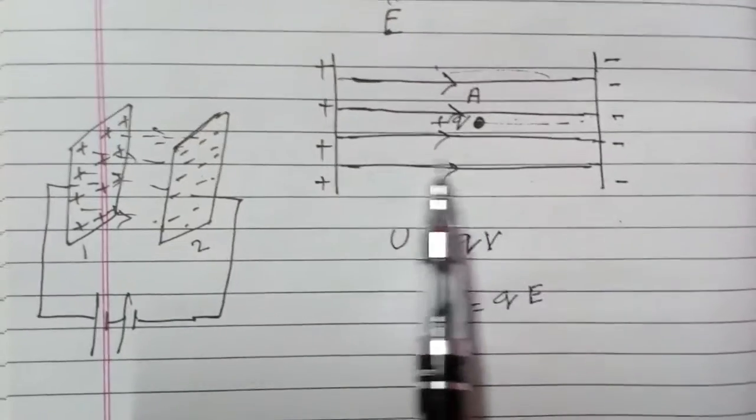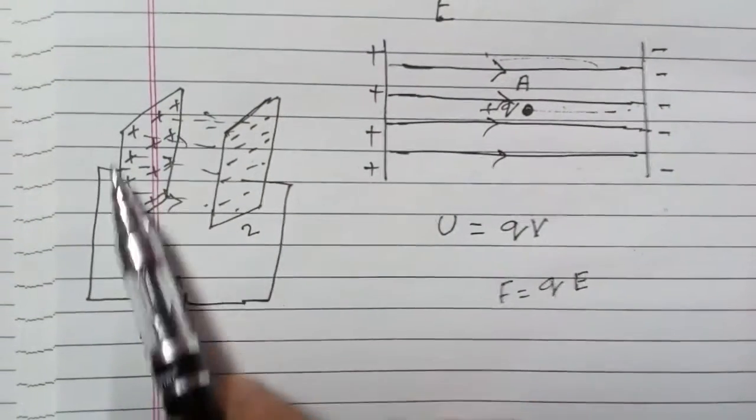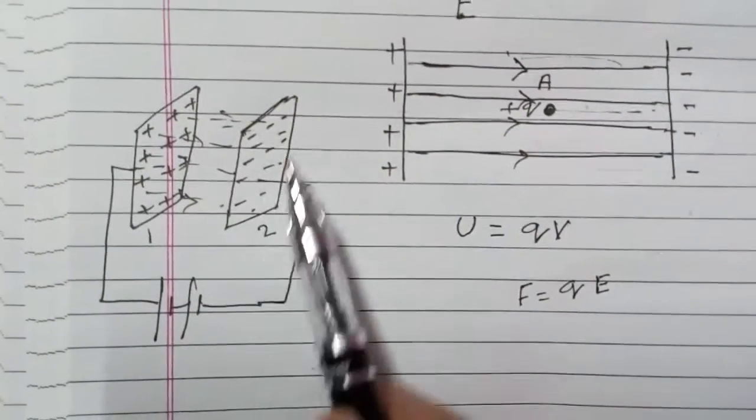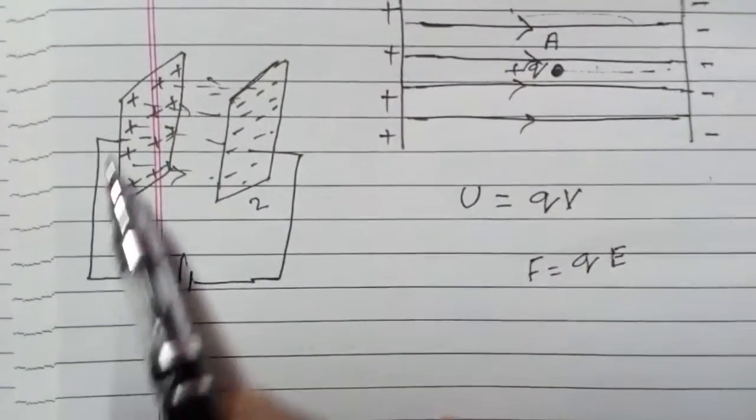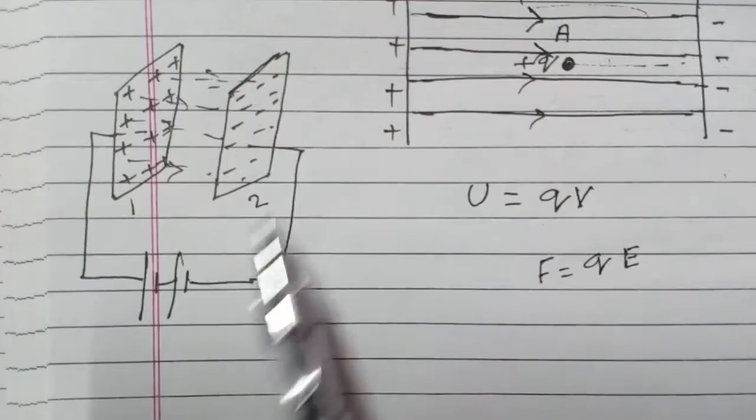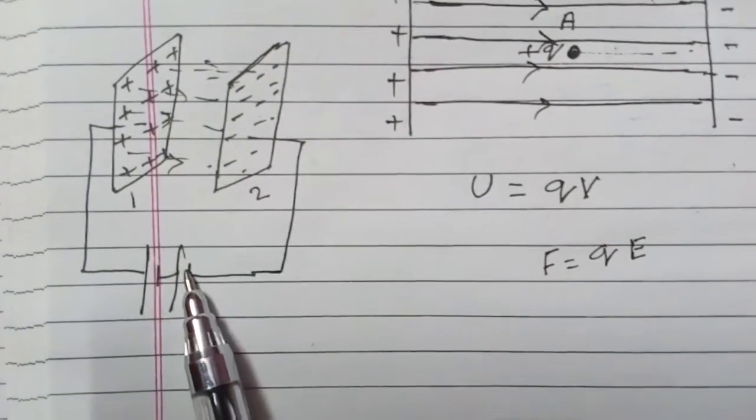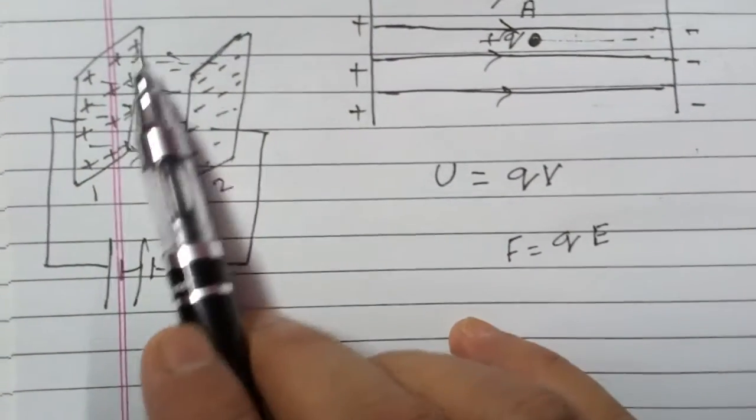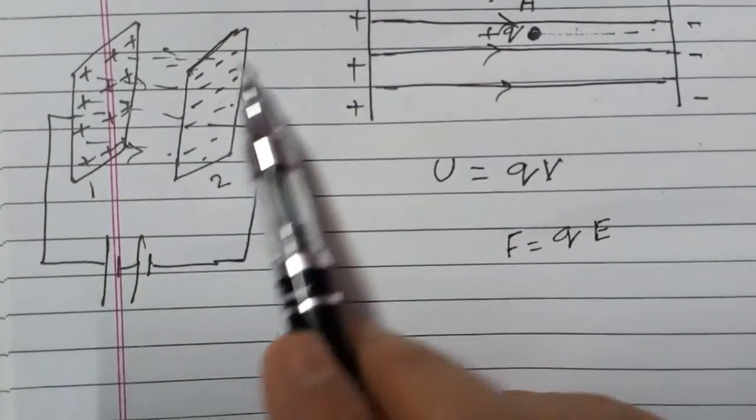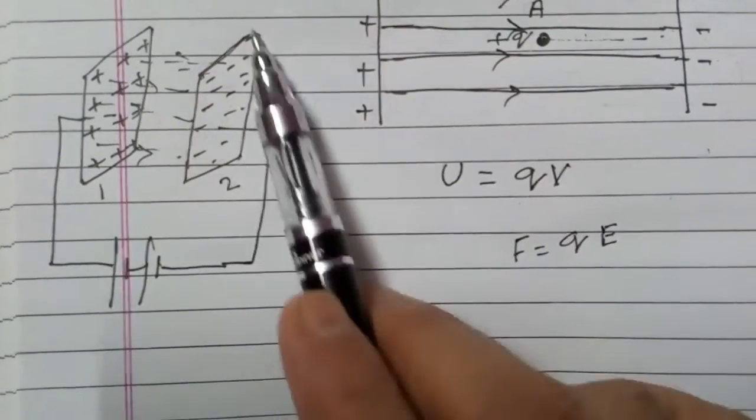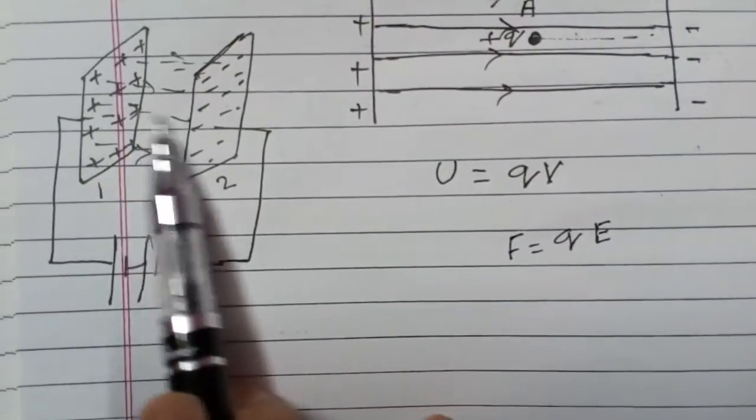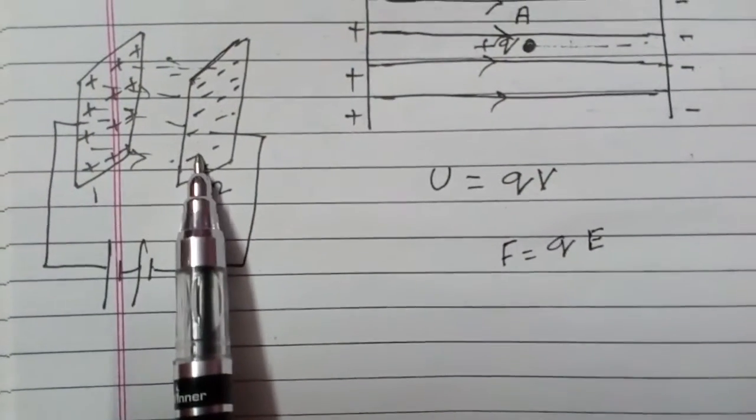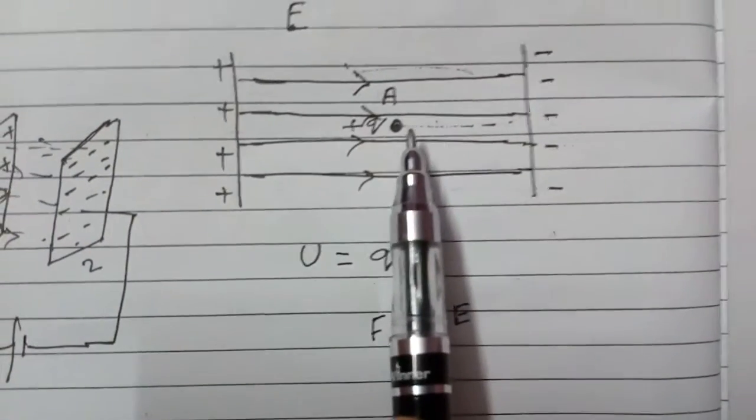Now how we will produce it? These are two thin metallic sheets placed at some distance parallel to each other. Connect one to positive terminal of battery and second plate to negative terminal of battery. So first plate becomes positively charged, second plate becomes negatively charged. So there will be a uniform electric field in the space between the plates and direction is from positive plate to negative plate. And you put a plus q charge at point A.